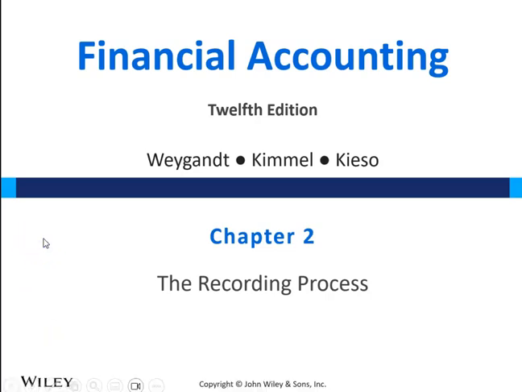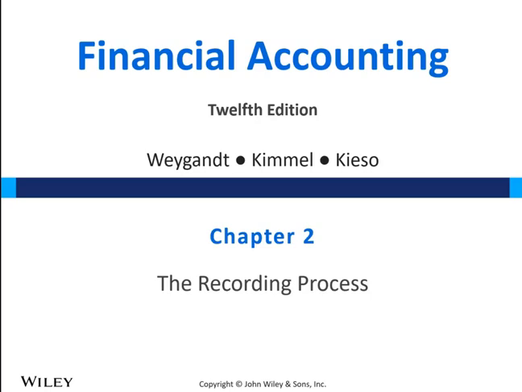Today we're going to talk about Chapter 2, the recording process. In Chapter 1, as a reminder, we talked about analyzing transactions. We learned about the accounting equation, assets equal liabilities plus stockholders' equity, and we looked at transactions and put them in the proper buckets: an asset, a liability, stockholders' equity, which can be broken down into retained earnings, which is revenues minus expenses, and dividends.